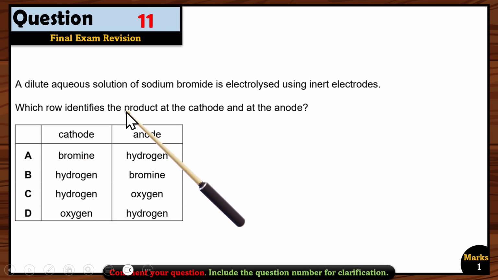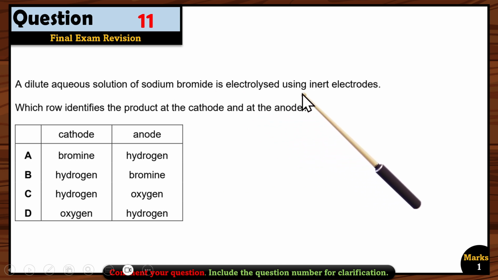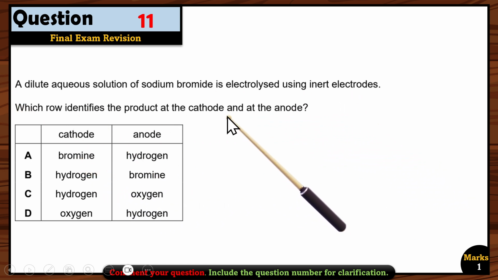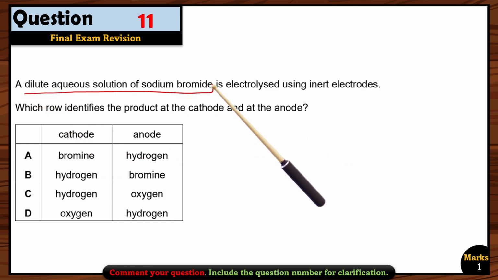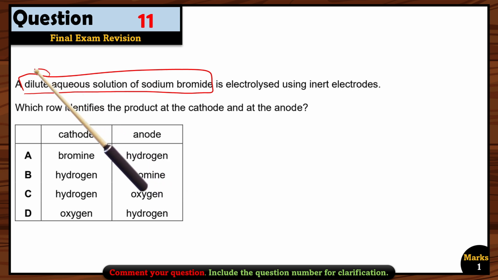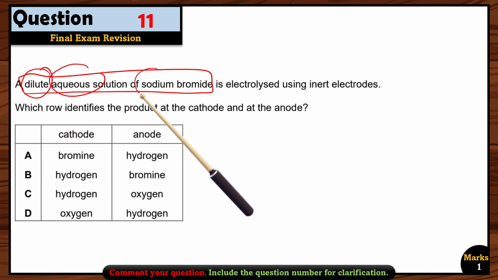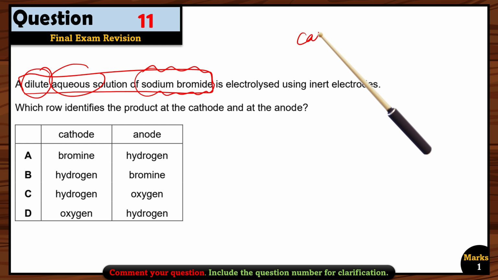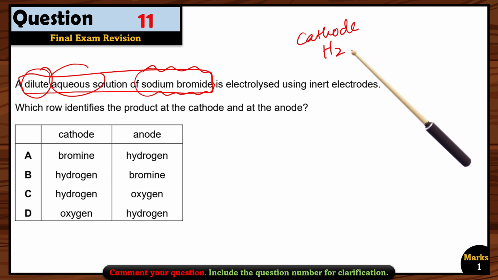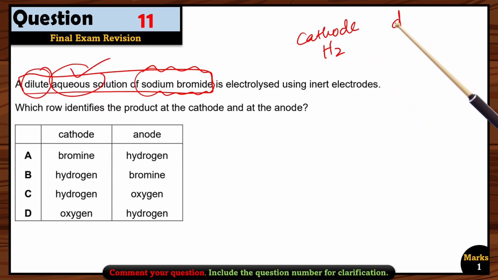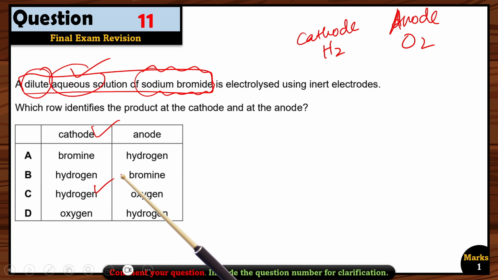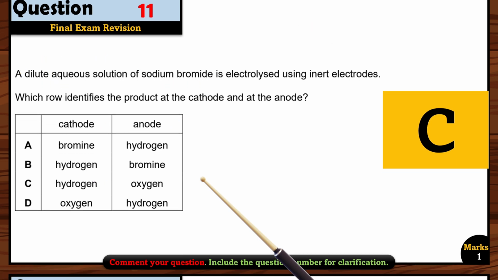Question 11. A dilute aqueous solution of sodium bromide is electrolyzed using inert electrodes. Which row identifies the product at the cathode and at the anode? So now we are dealing with a dilute aqueous solution of sodium bromide. Whenever you have a dilute solution, you are not going to get anything from the ions. So at the cathode, you will get hydrogen, right, because it is aqueous. And because it is dilute, at the anode you will get oxygen. Can you see oxygen and hydrogen? At the cathode we are getting hydrogen, and at the anode we are getting oxygen. So option C is the right option.